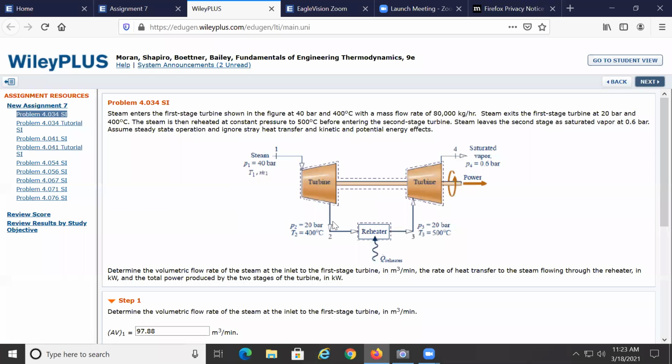But again, we're all going to have different data, no? I don't even know if this data corresponds to what is going to be given there. I mean, steam enters the first stage at 40 bar and 400 degrees Celsius. Okay, they already did a change. So let's just do the figure. Problem 434.